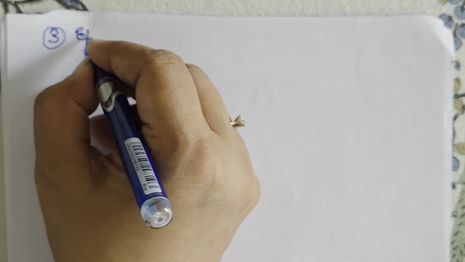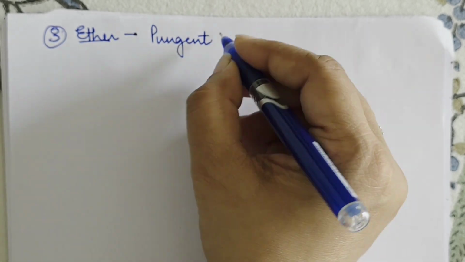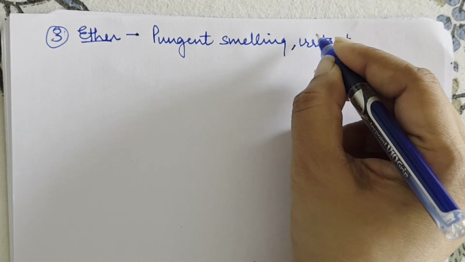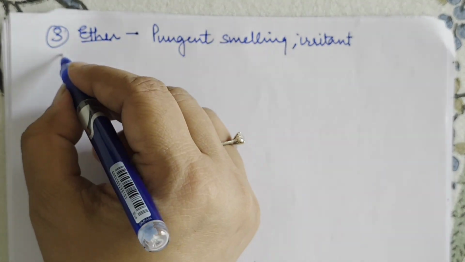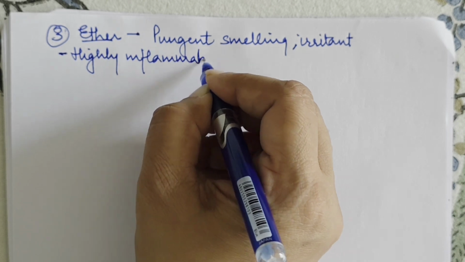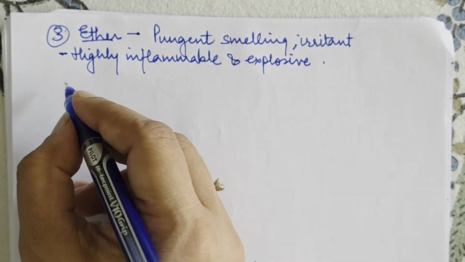Next we take the agent which is ether. So ether is the third agent that we discuss. Now ether, basically it is not very popular now because of certain properties. It is pungent smelling, it is irritant. So when it was given to the patient, there was a lot of struggle, and excessive secretion was there. Then it is highly inflammable. So if you use ether, then you cannot use cautery. It can produce explosion. So it is an explosive agent also, right? So cautery cannot be used.